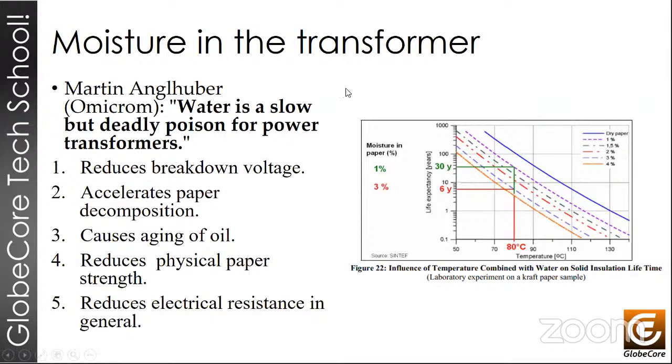But if we increase moisture to 3% and operate at 80 degrees Celsius, we can see that the service life is just 6 years now. And this means that we just lost 24 years of useful life of the transformer with the increase of the moisture content of the paper by just 2%. So this graph is a very good illustration of the importance of keeping the moisture in the oil and in the paper low. Next slide, please.